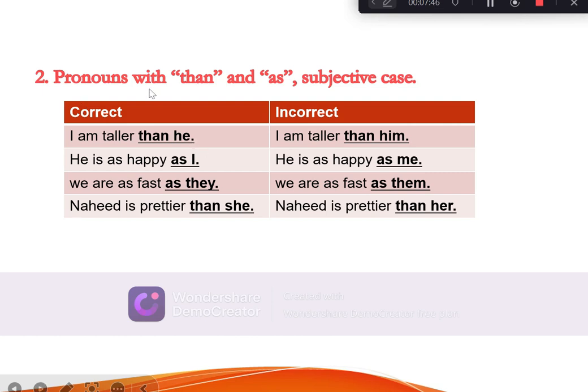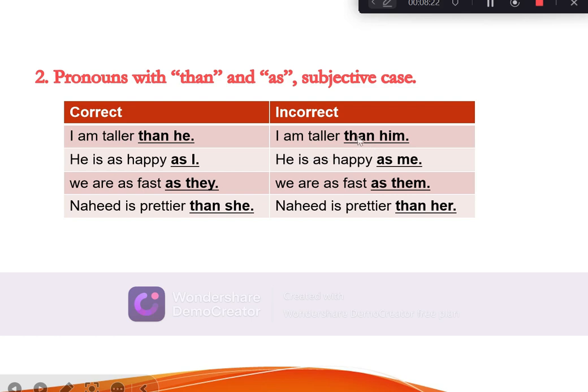Pronouns with than and as always take subjective case. So whenever we compare two pronouns by using than and as, we always use subjective form of the pronoun. Look at the sentence. "I am taller than he" would be the correct structure. "I am taller than him" would be the incorrect structure, because we have used than. We are comparing I with he. Therefore we need to use subjective case after than.